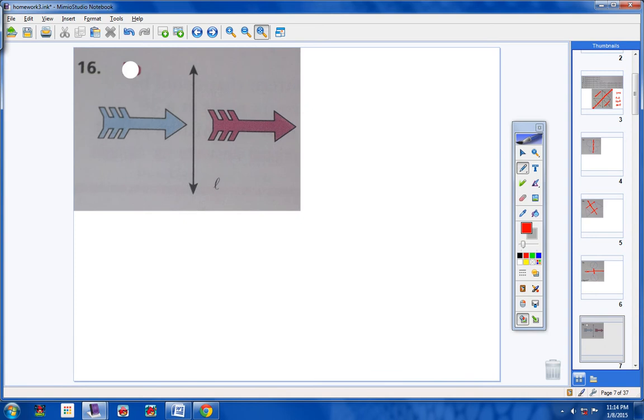Okay, alright, moving on. Numbers 16 through 18, they want us to state yes or no. Do we have a reflection? Well, let's think about it for a second here. If we were to fold the sheet of paper right here on this line, would this arrow fall right on top of this arrow here? No, it would not. It would look like this.